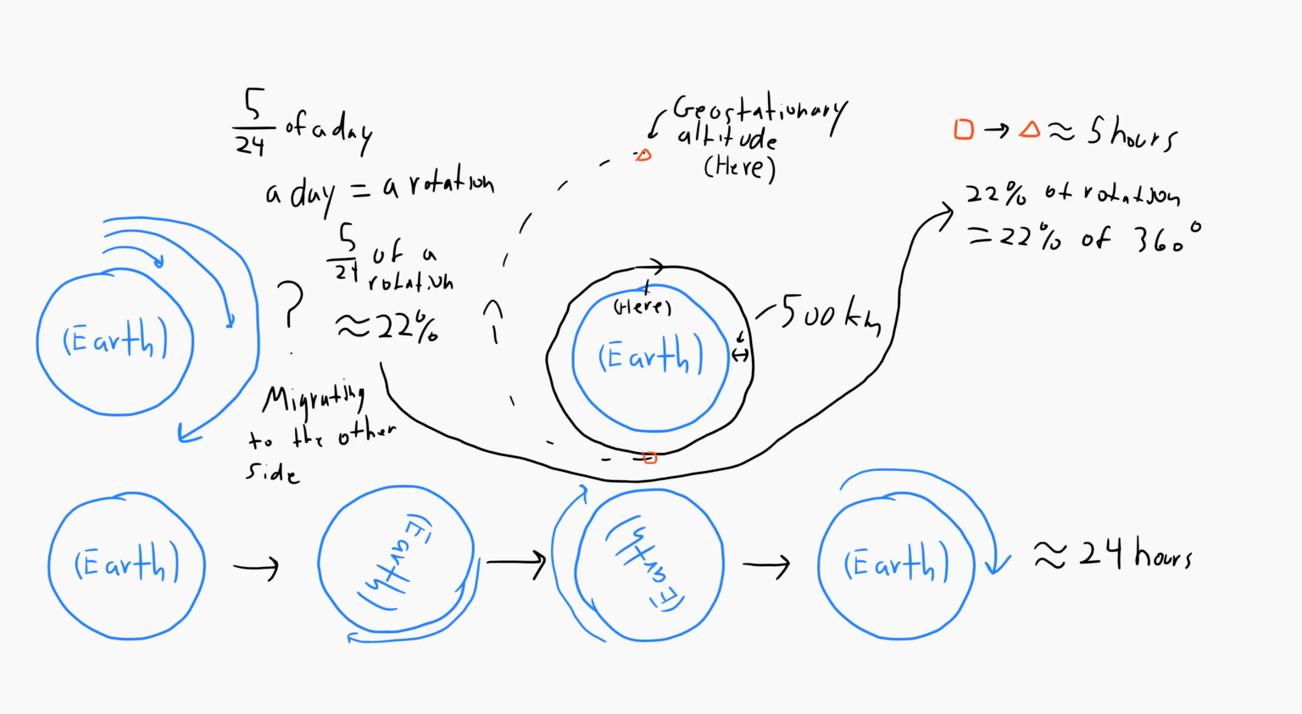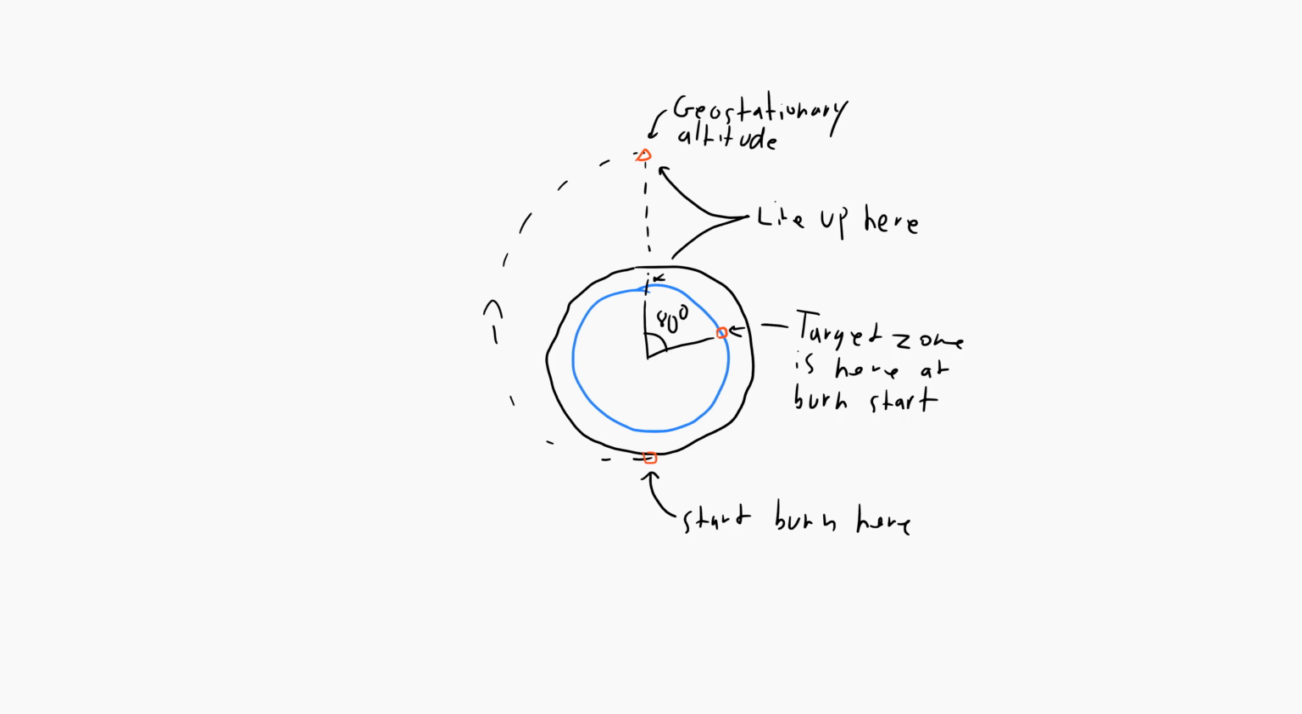22% of 360 degrees is about 80 degrees, so that means we would have to make our first burn when our target zone is 80 degrees away from the opposite side of the Earth from us. The same approach can be used for any target altitude to begin with, and voila, you can now hover over any point on the Earth that you want.